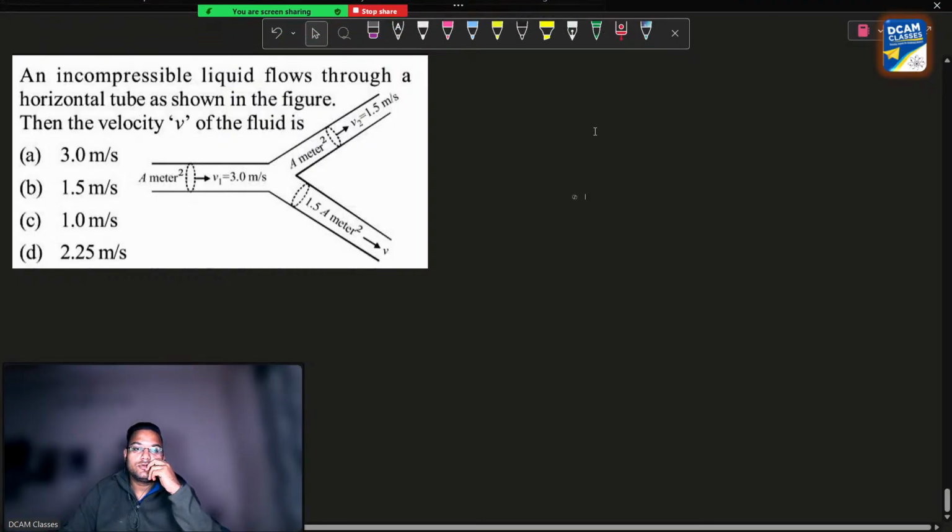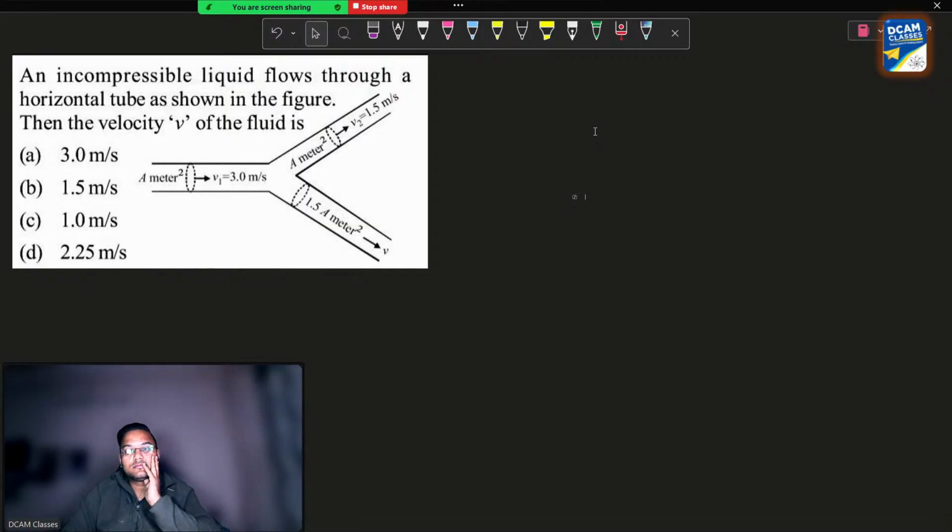Are you getting the idea how to solve this one? It's a very easy question. In this, we will use the concept in which the fluid going inside the first tube will be equal to the fluid in the other two tubes. The rate of flow is the same, 1 meter per second.